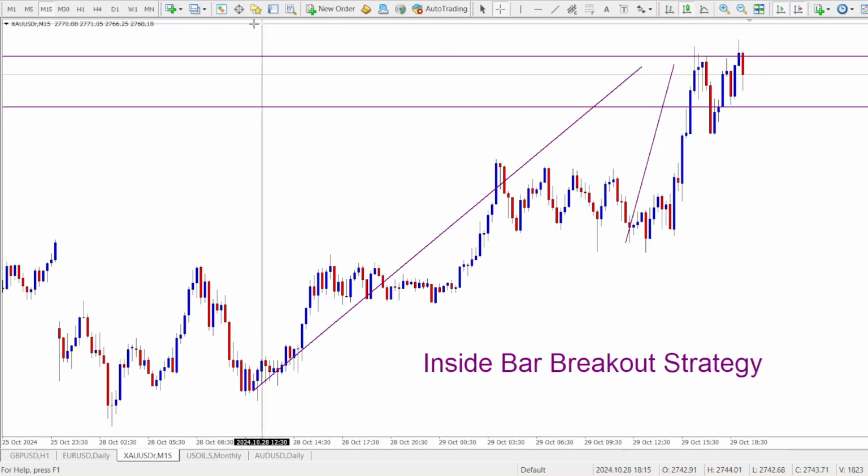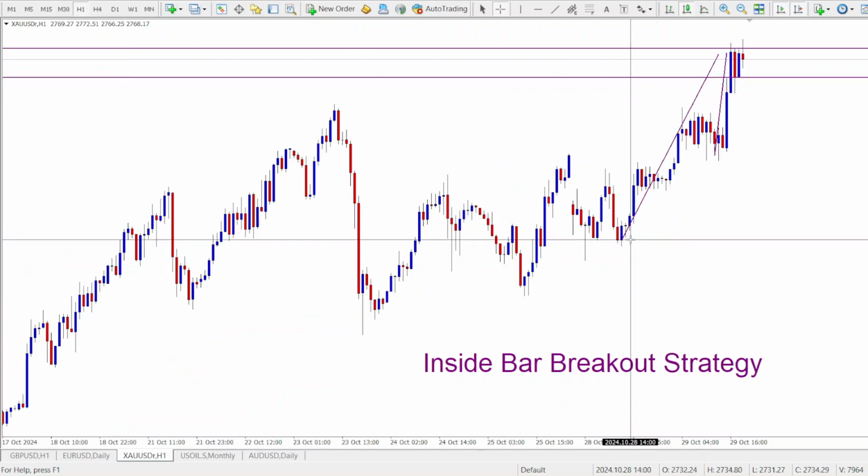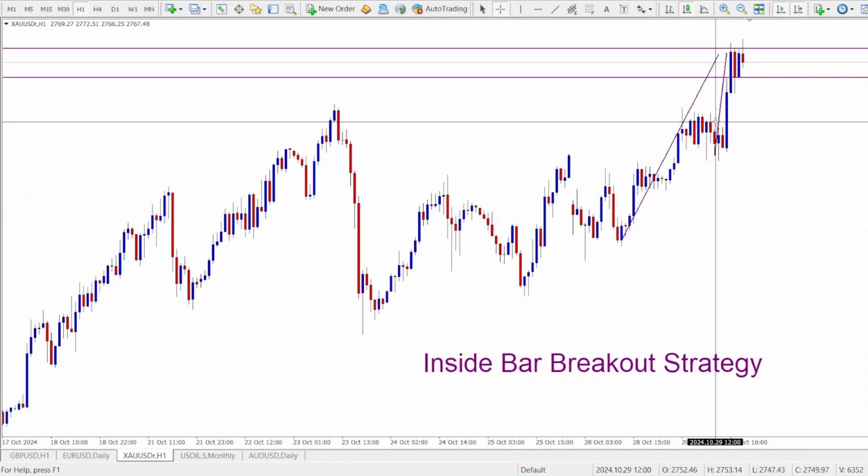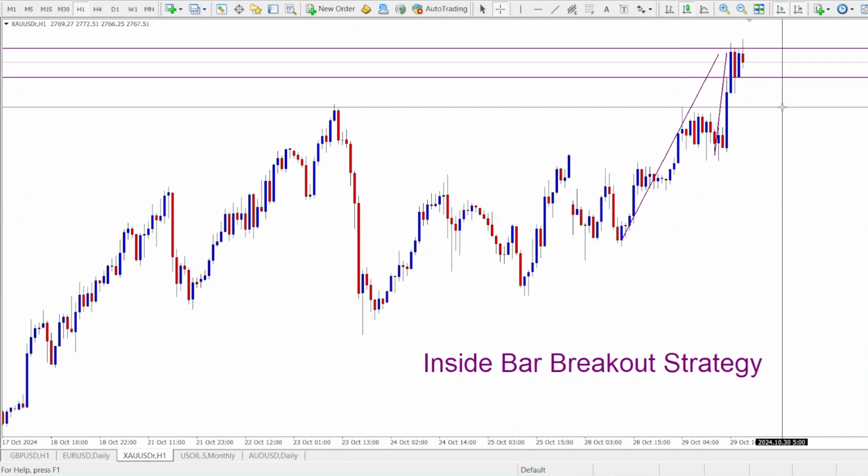So how the strategy works is, when you have identified the inside bar, just wait for a breakout, wait for a retest, and then wait for a continuation pattern in the direction of the breakout. Then when you find that, you can enter your trade in the direction of the breakout.